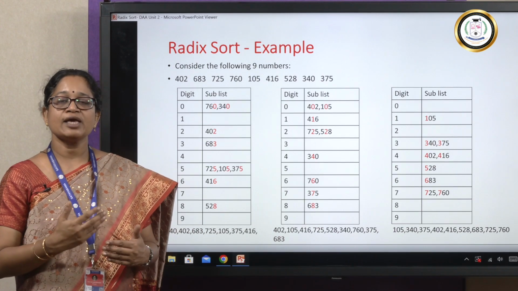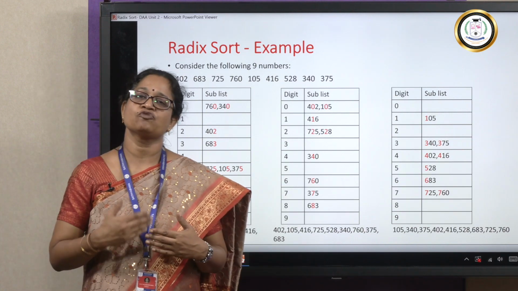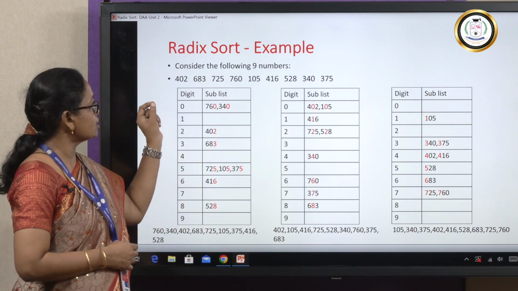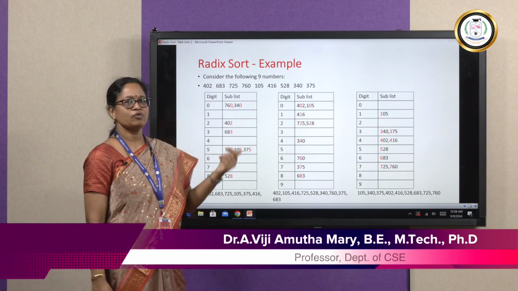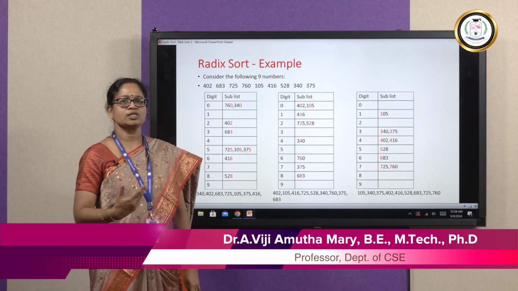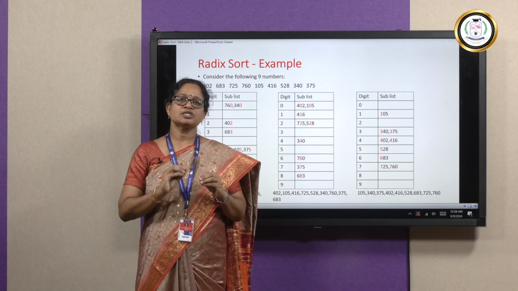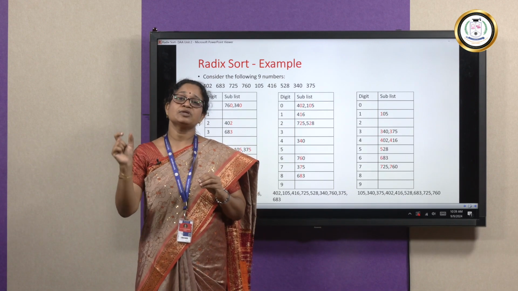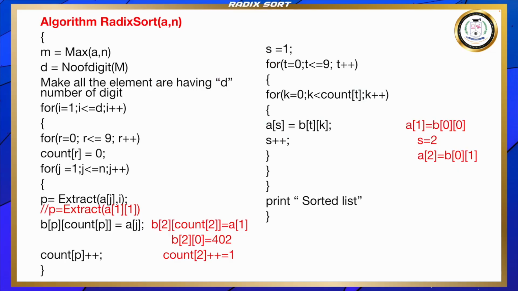So you have to make the other numbers equivalent to 4 digits. How do you make it 4 digits? Just insert a 0 in the most significant digit. So 402 will become 0402, and 683 becomes 0683. Likewise, you make the number of digits equal to the maximum digit count, and then you can do the Radix sort. Now let us go to the algorithm.